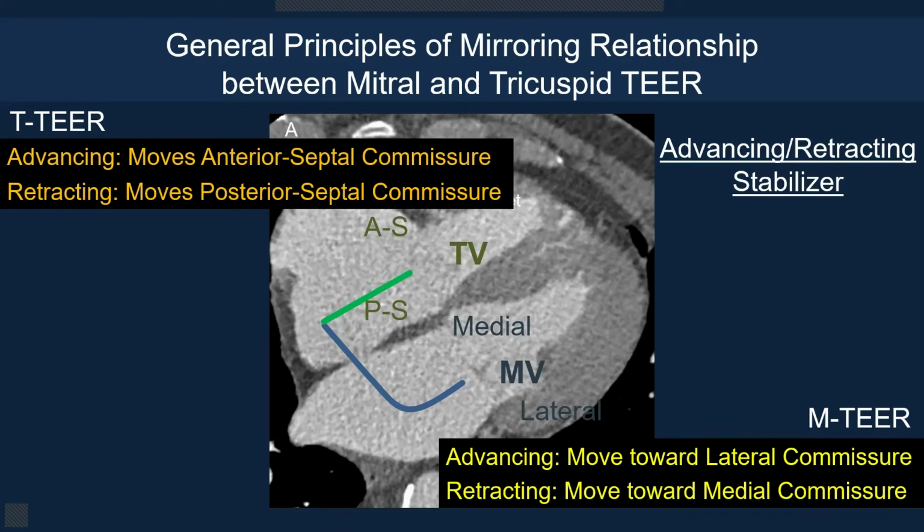As depicted here in arrow A, advancing the system with the stabilizer in mitral moves towards the lateral commissure, and in tricuspid, it moves towards the anterior septal commissure. As depicted in arrow B, retracting the system with the stabilizer in mitral moves towards the medial commissure, and in tricuspid moves towards the posterior septal commissure.